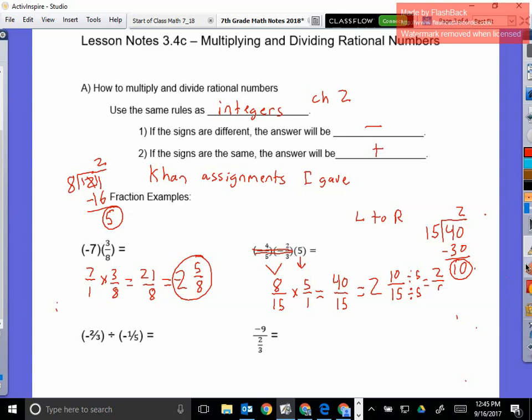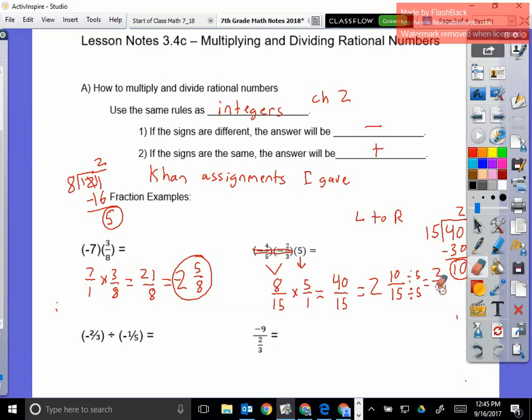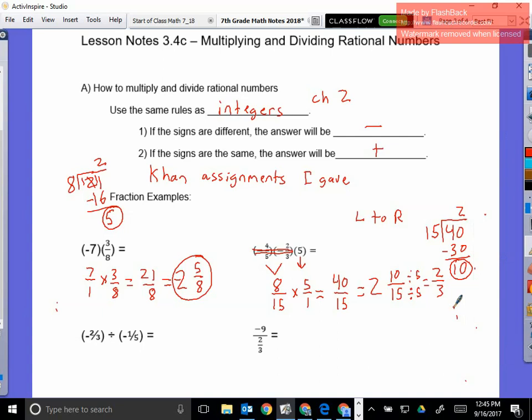Ooh, I almost wrote a 5 there. There we go, that's better. All right, so that's going to simplify down to 2/3. So now I'm going to write my final answer down here. 2 and 2/3. Now I got that simplified all the way down.